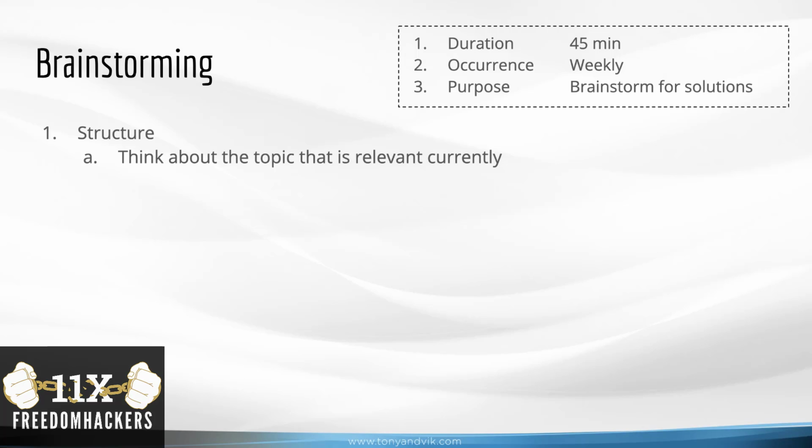Think about the topic that's relevant currently. First of all, make yourself a Google Docs, like one brainstorming document for one team. And then you place a backlog on top of it, and everybody can write down ideas whenever they have some problems they want to discuss with the team.